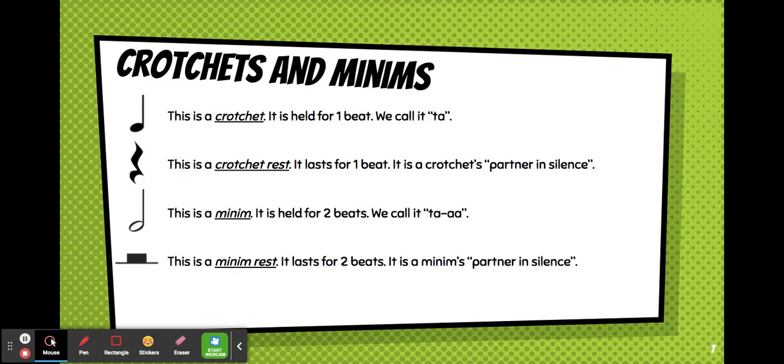So we know crotchets and minims are something that we've already learnt about. We know that this note here is called a crotchet. We know it's held for 1 beat and we can call it tar. We know that this here is called a crotchet rest. We know that it lasts for 1 beat and it is a crotchet's partner in silence. We know that this note here is called a minim. It's held for 2 beats and we call it tar-ar. And we know that this funny hat-looking thing here is a minim rest. It lasts for 2 beats and it is a minim's partner in silence.